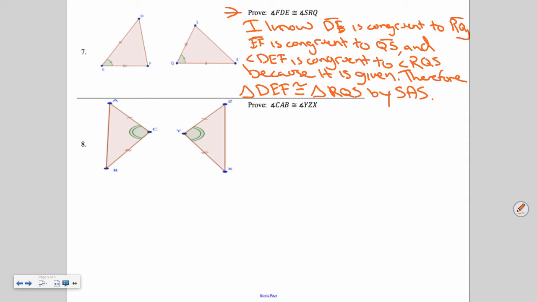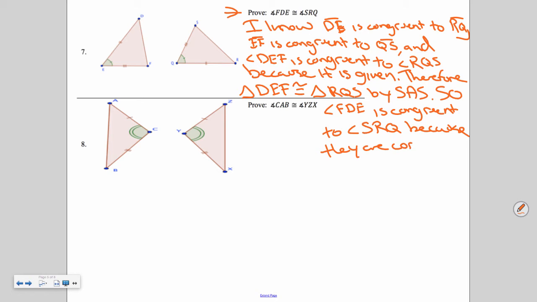Now I can say once those triangles are congruent, so angle FDE is congruent to angle SRQ because they are corresponding parts. And I can make those statements and then I am done. That is how you prove triangles are congruent.